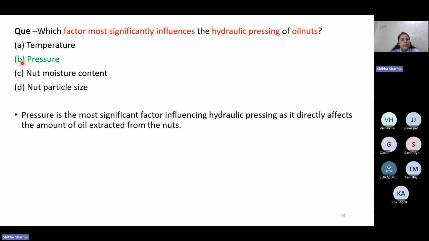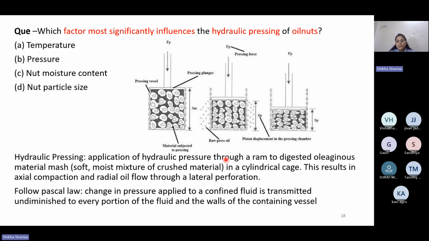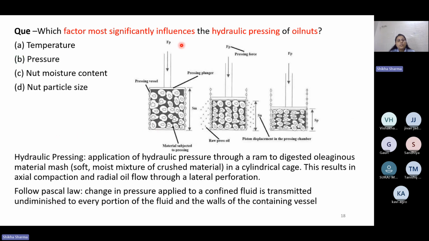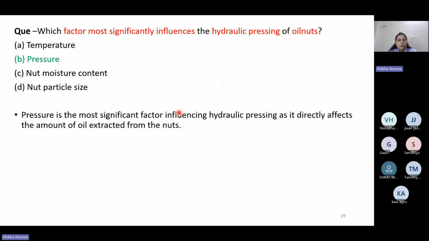Okay, so B is correct, which is pressure. This is hydraulic pressing, so what is happening? Hydraulic pressure is being applied. So the most important factor will be pressure. Pressure is the most significant factor in hydraulic pressing, as it directly affects the amount of oil extracted from the nuts. However much pressure we apply, the amount of oil will depend on that. So pressure is the most important because this is hydraulic pressing. Is this clear to everyone?